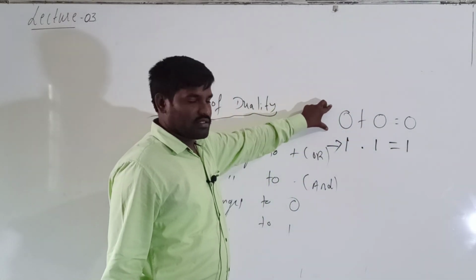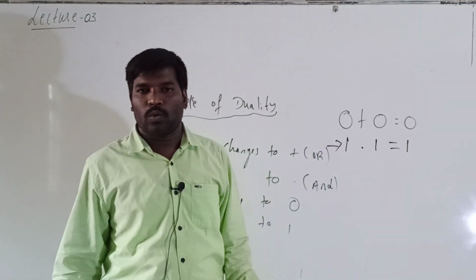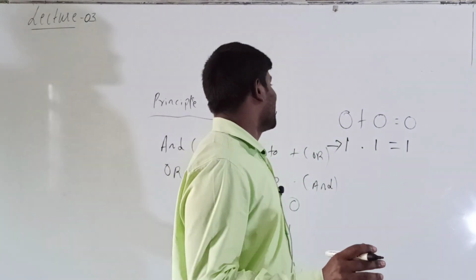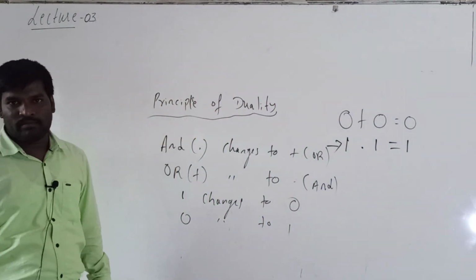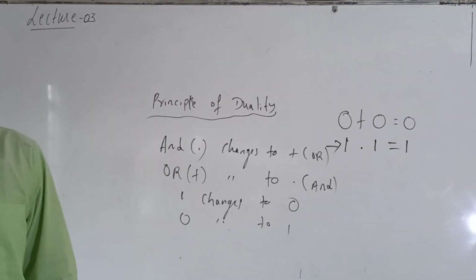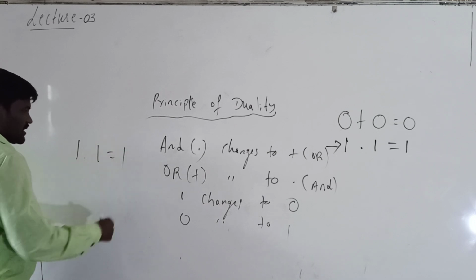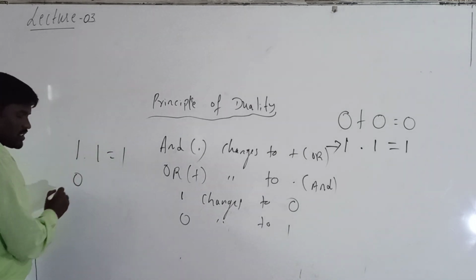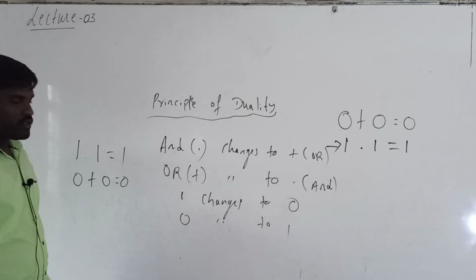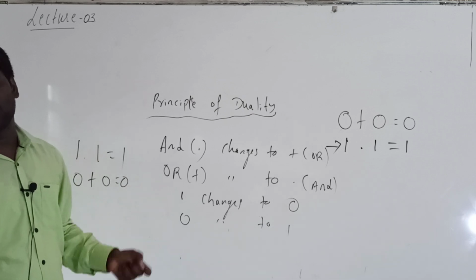So once we apply the principle of duality, it becomes 1 into 1 is equal to 1. It means that with the help of one expression we can derive another expression, which indicates the principle of duality. Okay, so it is important for 2 marks. In the same way, 1 into 1 is equal to 1. Now you can apply: 1 changes to 0, dot changes to plus, 1 changes to 0, is equal to 0. If you apply the principle of duality, it becomes 0 plus 0 is equal to 0.